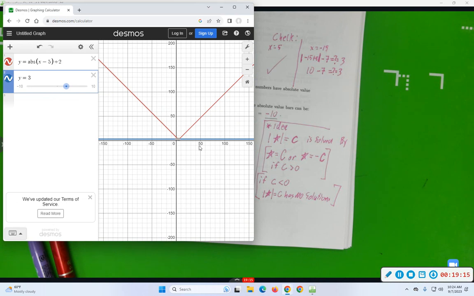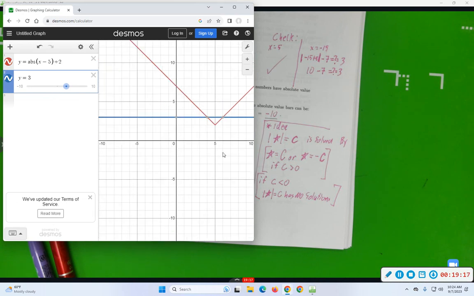Oh, nice. By the magic of television, I've already graphed this. So there in red, we see absolute value of x minus 5, plus 2. I would like to know when that is equal to 3. So I've also graphed output equal to 3.